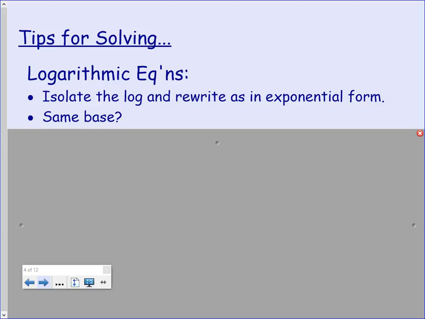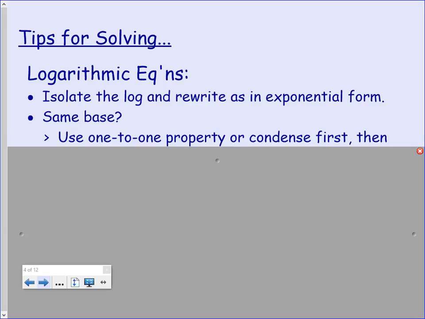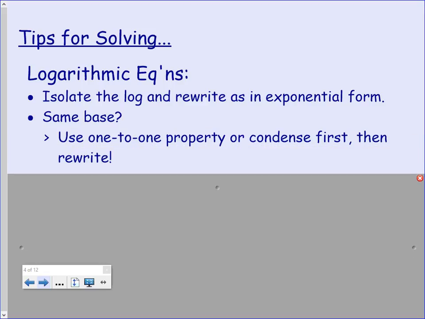If logs have the same base, then you'll use the one-to-one property. So if it's like a log base 5 of x equals a log base 5 of y, the only way those two logs are equal to each other is if x equals y, because they have the same base. So that's our one-to-one property.